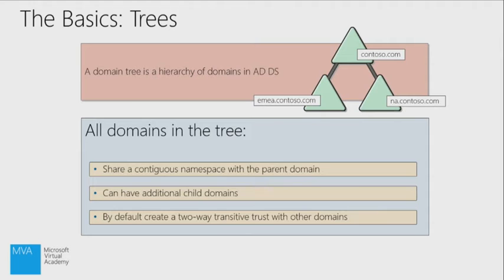By default, domains create a two-way transitive trust with other domains. We haven't talked about trusts yet. But what this tells us is that any resources in any of these domains can be accessed by accounts in those domains. I don't have to create anything, allow anything, specifically designate that users in na.contoso.com can access resources in contoso.com. It's automatic.